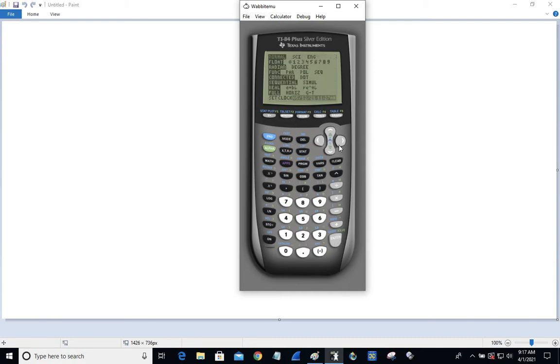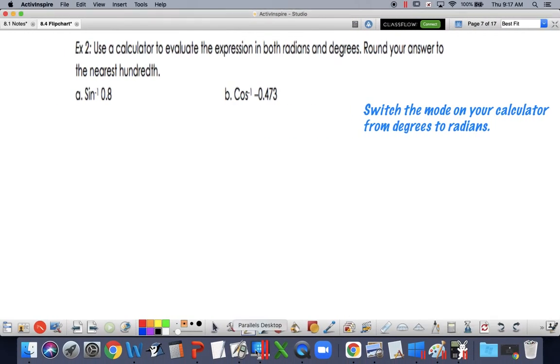Now, if I change my mode to degree, clear out of here, I'll put the same thing in again. Second sine, 0.8. So what angle in degrees? 53.13 degrees. So let's go ahead and fill that out here. So I have 53.13 degrees, or 0.93 radians. As simple as that. Let's try the next one.